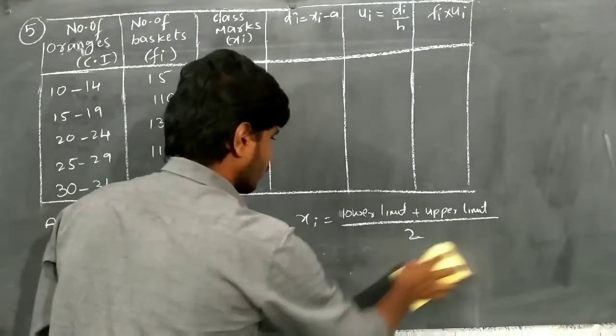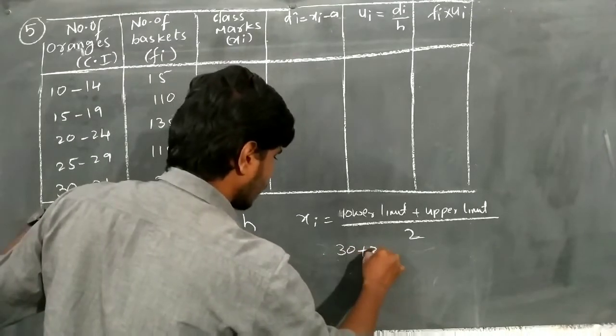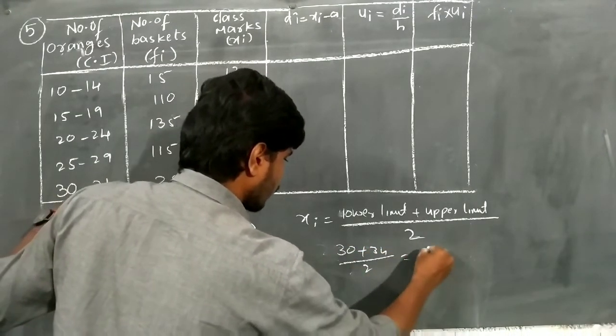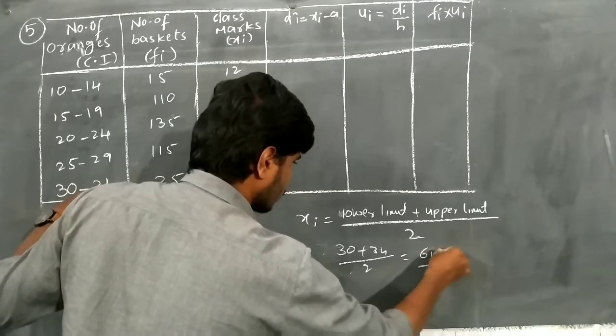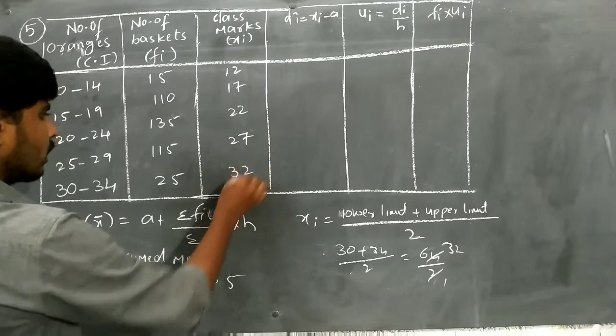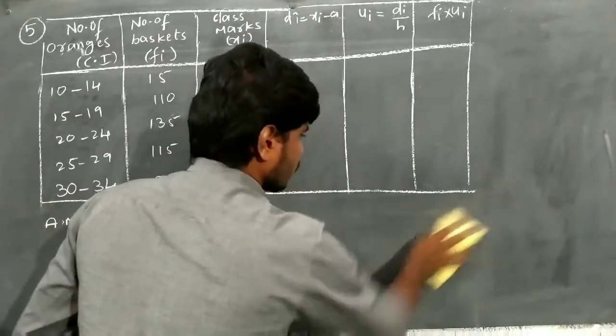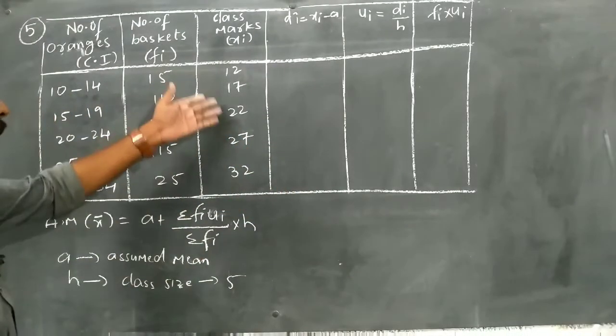Remaining this one, 30 plus 34, it is 30 plus 34 by 2, 64 by 2, 2 ones are 2, 2 threes are, 2 twos are, okay. So here 32 is a class mark. Now I am going to erase this. So these are the class marks we got.